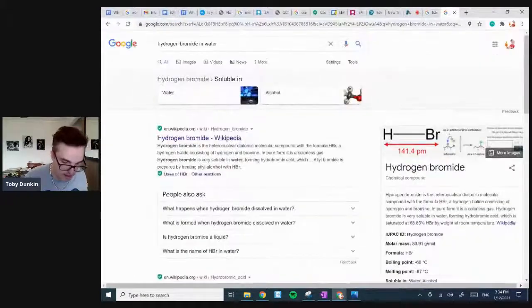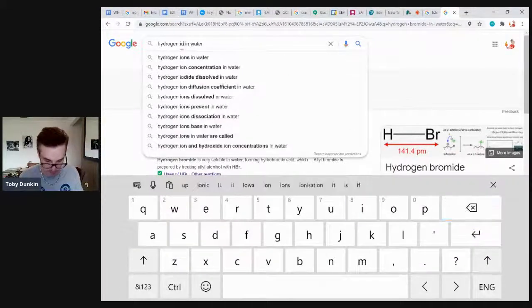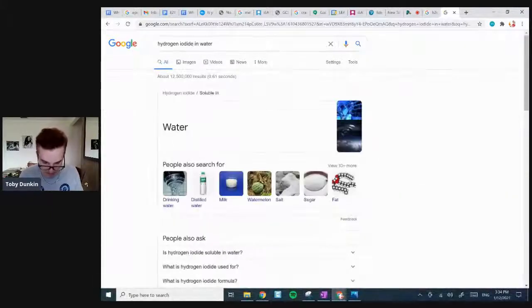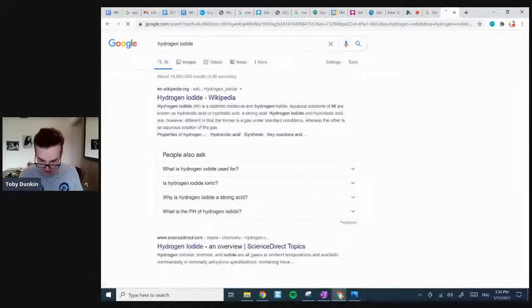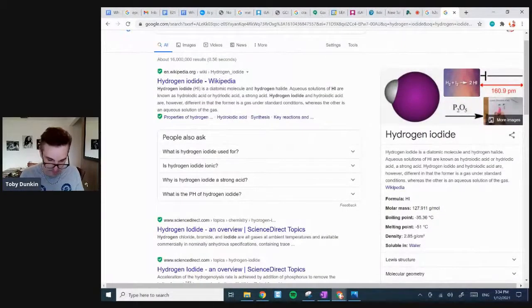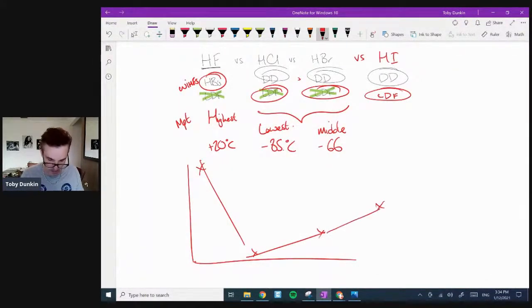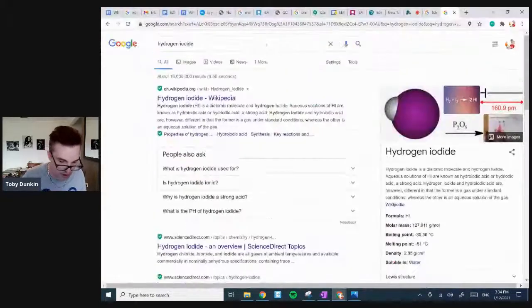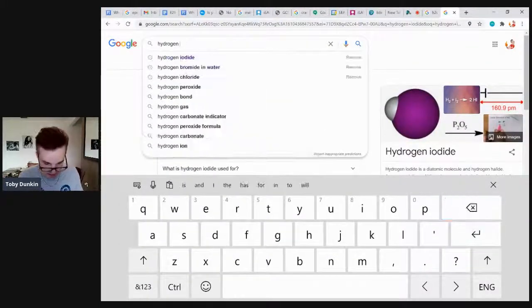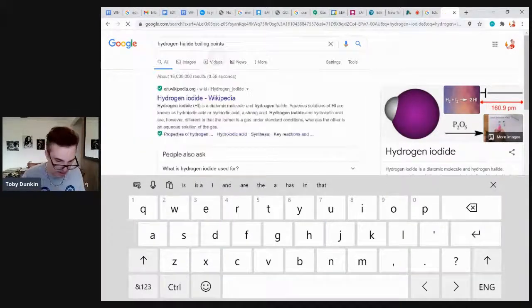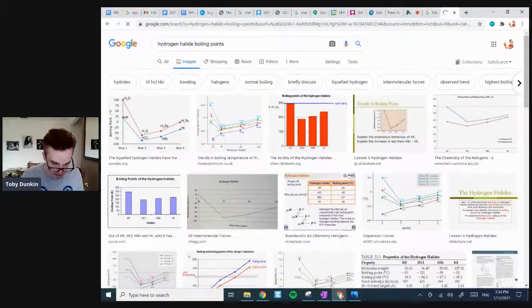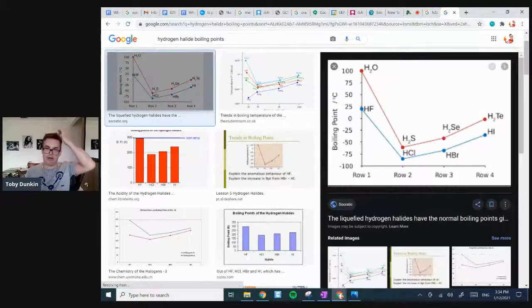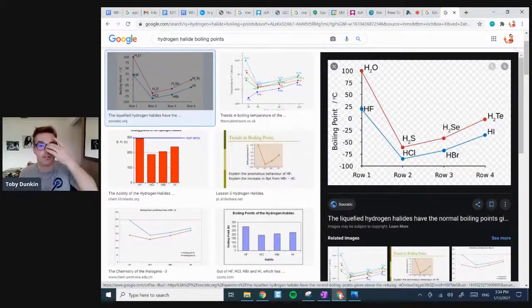So if we now go to hydrogen iodide, we now get a boiling point. I've put them as melting points, and I shouldn't have. Hydrogen iodide has a boiling point of minus 35. They're increasing. Yeah, there we go. We can even find a graph for these. Hydrogen halide boiling points, images, and we get a nice, beautiful graph showing the trend. So they go down and then they go back up as the LDFs increase in strength.